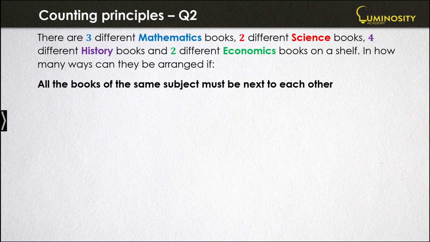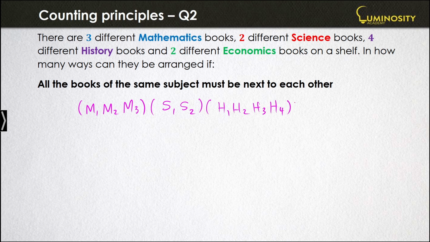What if all the books of the same subject must be next to each other? So let's say there are 3 mathematics books. Let's call them M1, M2, and M3. Then there are 2 science books. Let's call them S1 and S2. 4 history books. Let's call them H1, H2, H3, and H4. And 2 economics books. Let's call them E1 and E2. So the books in each group are unique books in their subject.